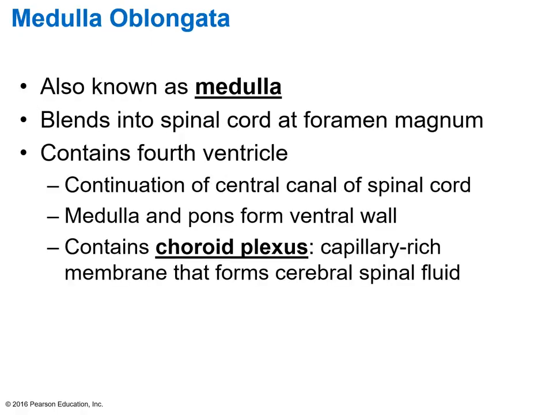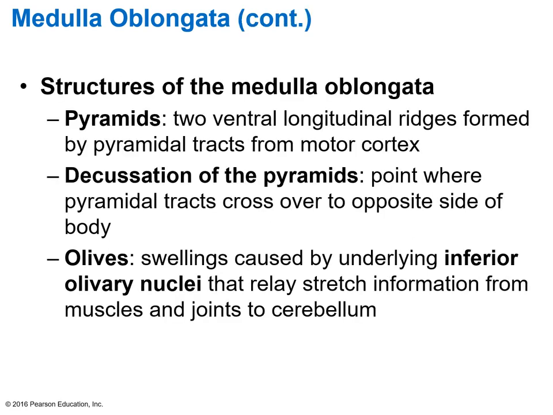The medulla, as you saw, does become continuous with the spinal cord. It contains the fourth ventricle. It contains choroid plexus, which helps to form the cerebrospinal fluid. There are different structures of the medulla, the pyramids, which are two ridges, and then you have where the pyramid tracts cross over from one side to the other.